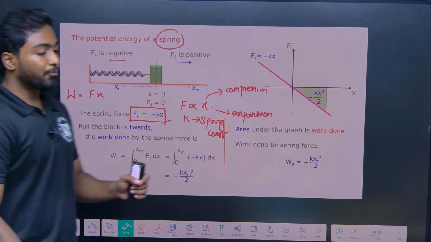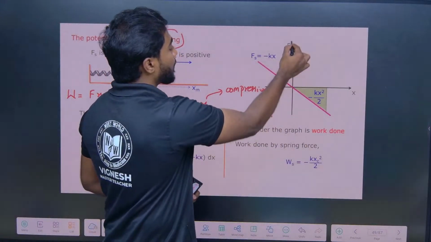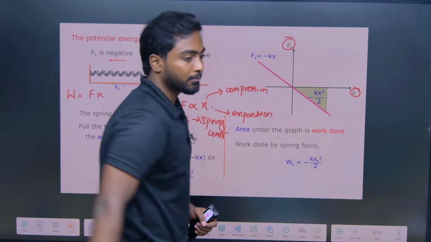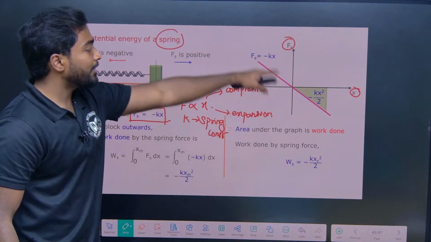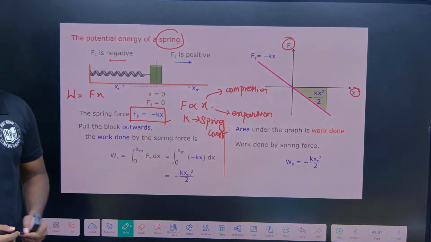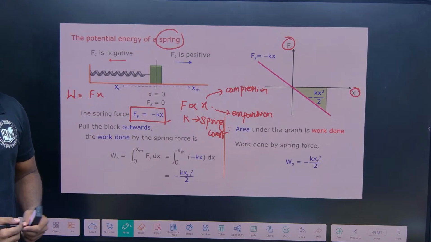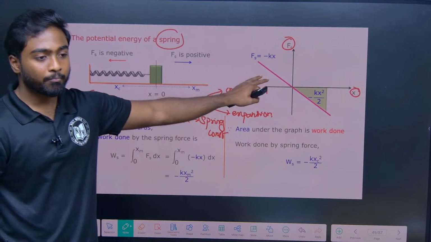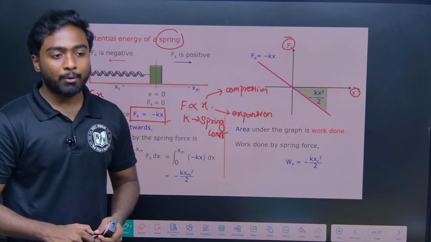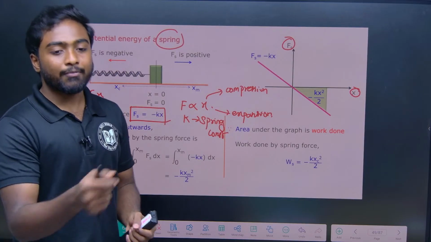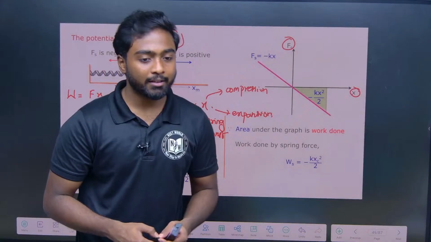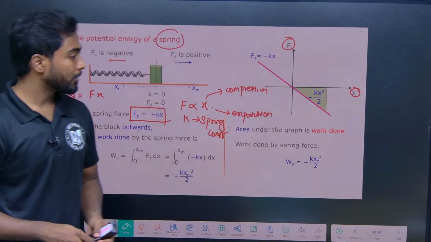Whenever a graph is given between force and displacement, if I find the area of that graph, I can get the work done. This is the thing we saw in work done earlier also. If we take the graph and find its area, we can get the work done. You can take a note of this.